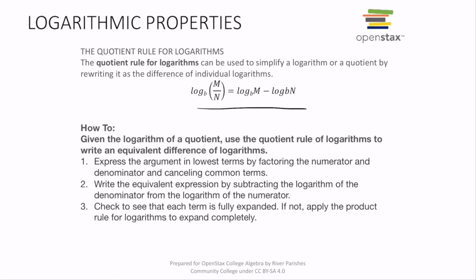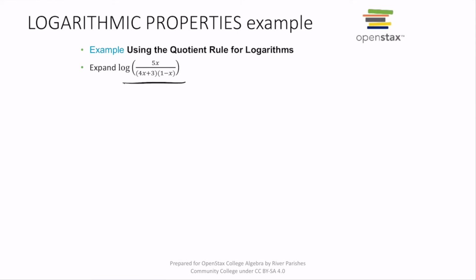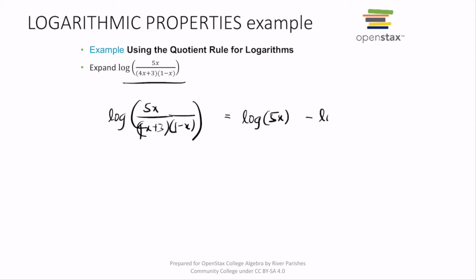Next, let's talk about the quotient rule. The quotient rule basically says that when you divide two values, m by n, then this value becomes log base b of m minus log base b of n. So this is the idea here. How would you split this now? This becomes log of 5x over 4x plus 3 times 1 minus x. Notice that the above part is m, the below part is n. So it becomes log of 5x minus log of 4x plus 3 times 1 minus x.